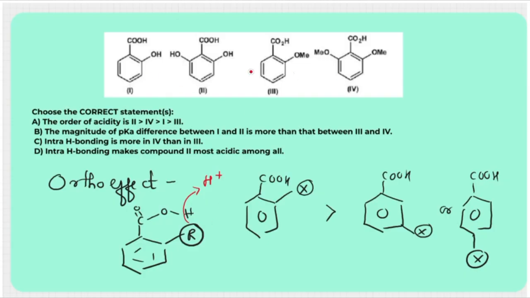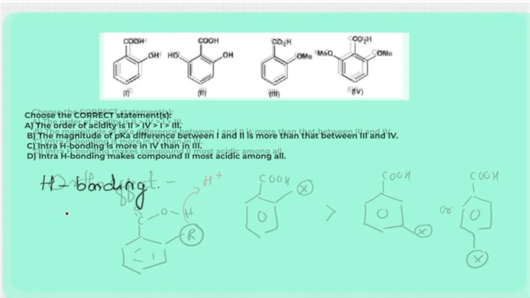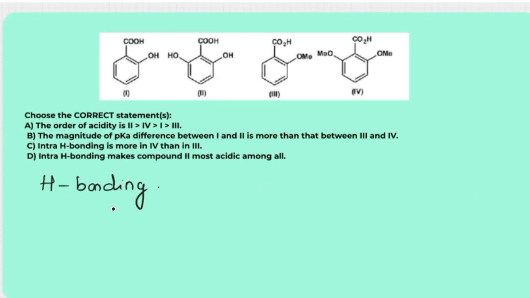But in the given question, all of them are ortho-substituted. In that case, how are we going to decide the acidic strength of the given molecules? For that, let's understand hydrogen bonding in benzoic acid molecules. By now, you might already know what hydrogen bonding is. If you don't know, it's okay. I'm going to explain this quickly here.